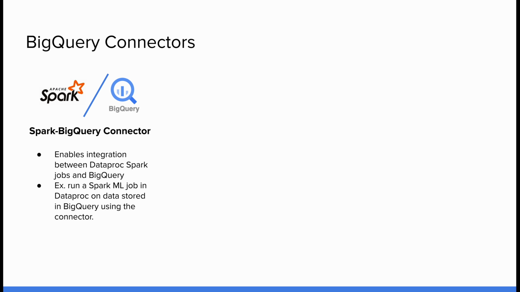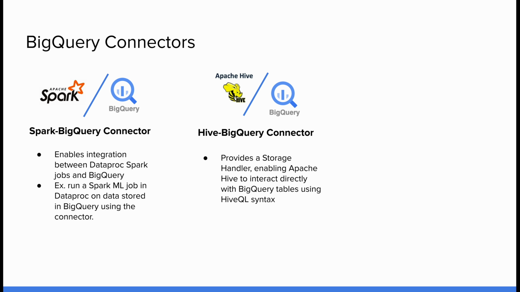Next, the Hive BigQuery connector provides a storage handler allowing Hive to use its familiar HiveQL syntax to interact with BigQuery tables. This can be useful for those who prefer Hive for querying large datasets.